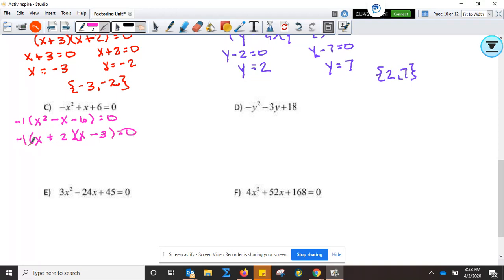Set each one of those equal to 0. X plus 2 equals 0. X minus 3 equals 0. And solve. Okay, subtract 2, x equals negative 2. Add 3, x equals 3. My solution would be negative 2, 3.